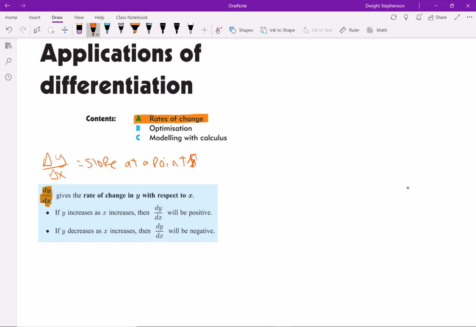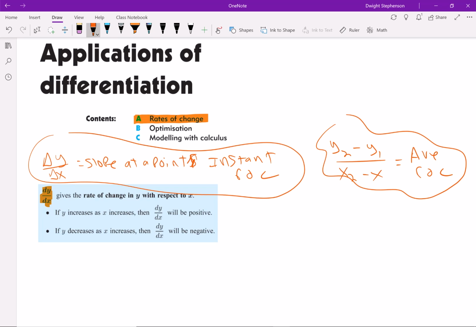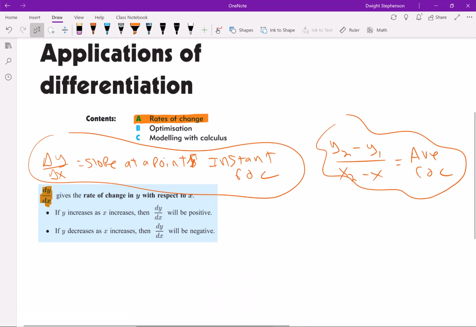And then it's called the instantaneous rate of change. Whereas if we do the typical slope formula, this is the average rate of change, right? So there's two different rates of change, average and instantaneous. The derivative tells us the instantaneous. What is the rate of change at a single moment in time? Whereas this one tells us over a period of time.